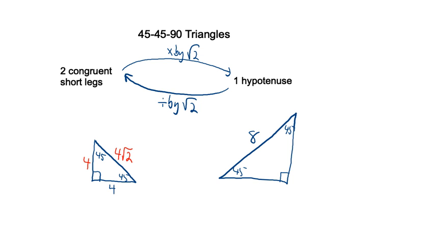In this second example, I know the hypotenuse. I want to get the length of the short leg, so I'm going to divide by the square root of 2. 8 divided by the square root of 2, and the other leg has to be congruent. All right, there's an issue of what's called rationalizing the denominator that we'll talk about another time, but these are the basics.